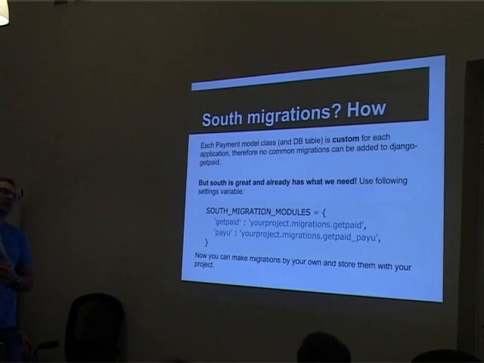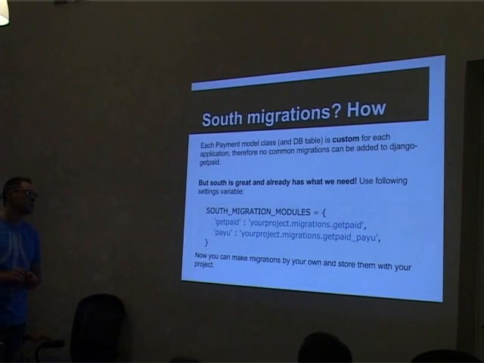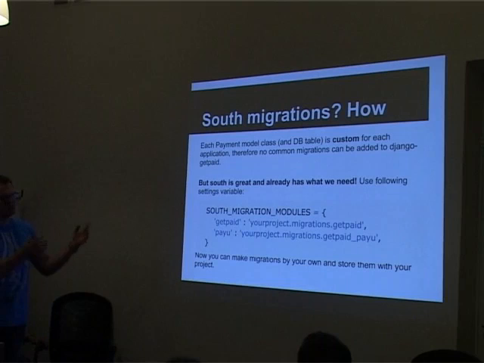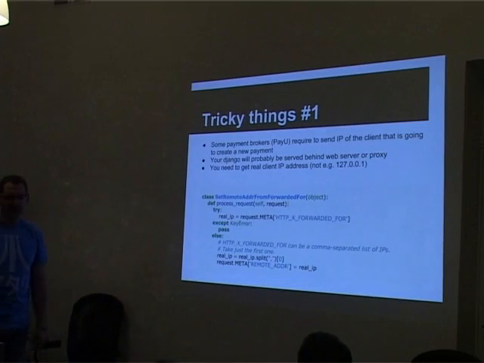It only doesn't solve the problem if django-getpaid changes in some way so that you need some data migrations, because they cannot be given in a generic mode. So you will always need to write those migrations yourself or generate them in your code. But it's solved, I think. And there are also some tricky things that you can encounter when you are using this application.